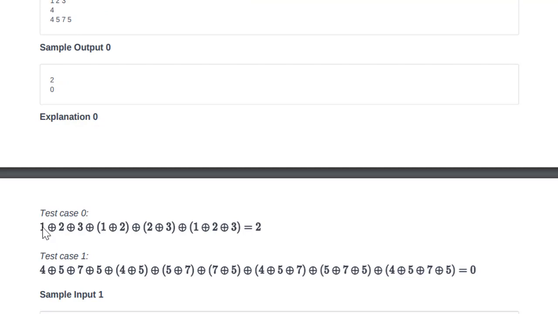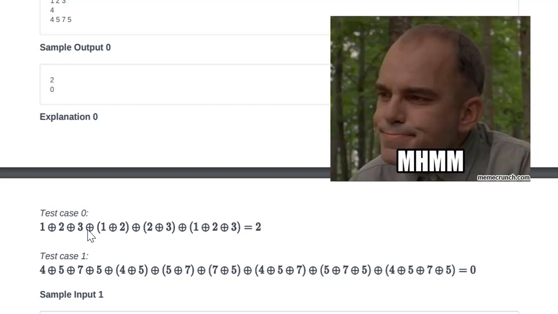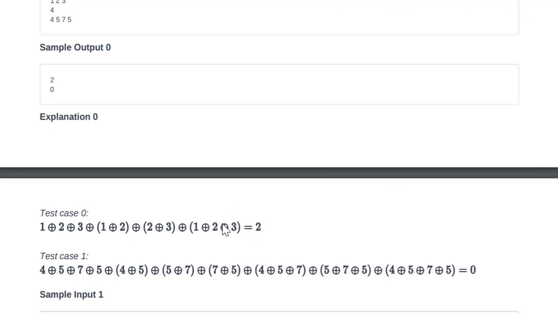So at first they take all the subarrays of length 1, then the subarrays of length 2, and finally the only subarray of length 3, and then they get the XOR. But as I told you before, you can actually just get rid of the parentheses, and that will not affect our answer. It will still be 2. So this problem is transforming into something else.